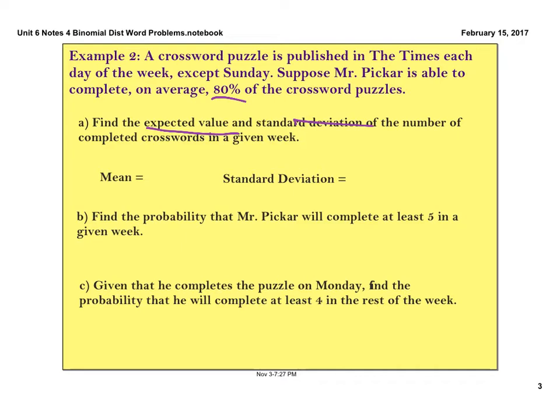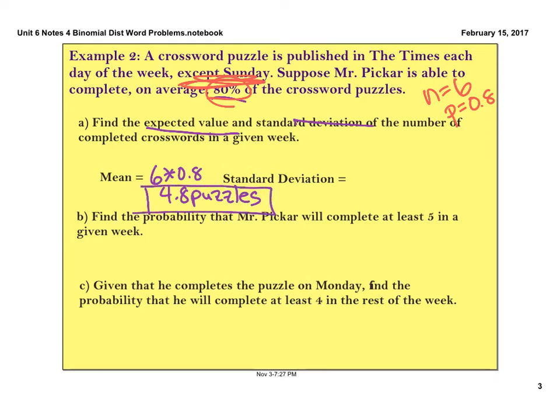So let's pick out our key information. I know that a crossword puzzle is published each day of the week except Sunday, that's a key piece. I know there's 7 days in a week, and I'm going to take Sunday out. That means that n is going to be equal to 6. There's 6 crossword puzzles in a week. The other thing I can see is that he successfully completes 80% of the crossword puzzles. So that's my p-value. P is going to be 0.8. So in the mean, my mean is going to be 6 times 0.8, which is 4.8 puzzles. And again, you can get out your calculator if you need to and type that all in.